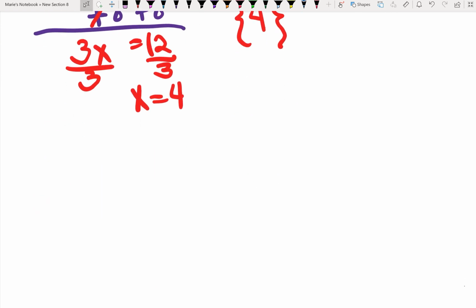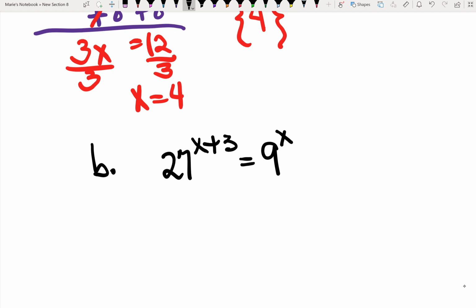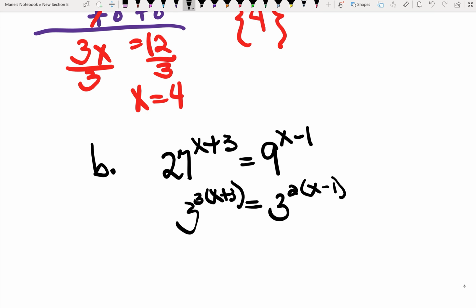Example 2 that they give you here, let's call it B. We have 27 raised to the x plus 3, and that is equal to 9 raised to the x minus 1. So think of a number that could be a base to both 27 and 9. I'm immediately thinking 3. So notice that I'm doing 3 squared to the x minus 1, so that becomes a product, and therefore 3 to the 3rd. Again, you need to know your bases. If you don't by now, this will help you on the SAT and ACT.